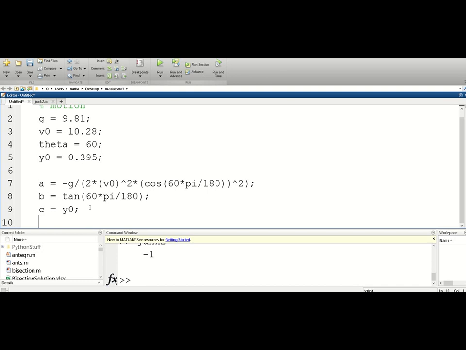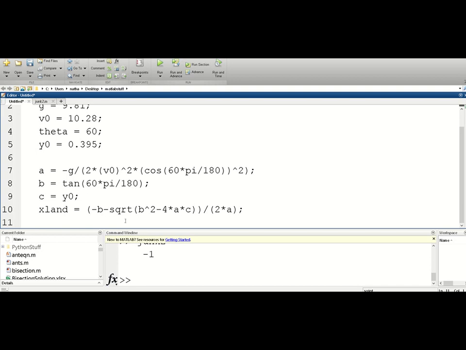Okay, now let's do it. That's why I was confused on what x is. So x is going to be 0. x land is going to be x equals negative b plus or minus the square root of b squared minus 4ac all over 2a. All right. A is negative, so I want the negative answer up here, so that a negative divided by negative is positive.